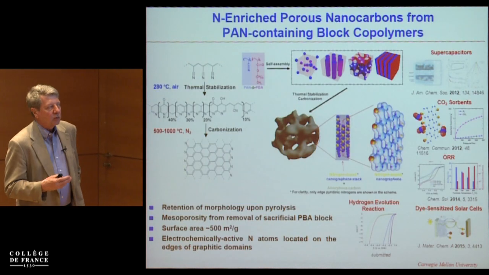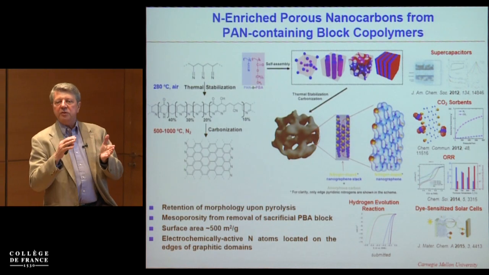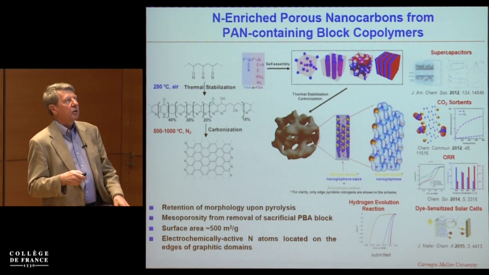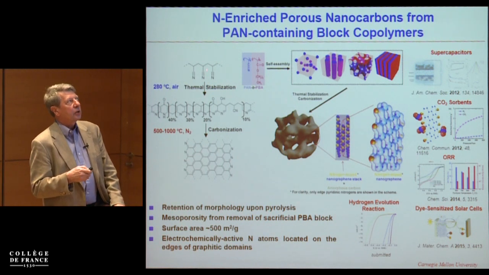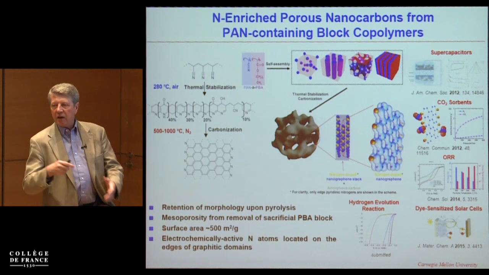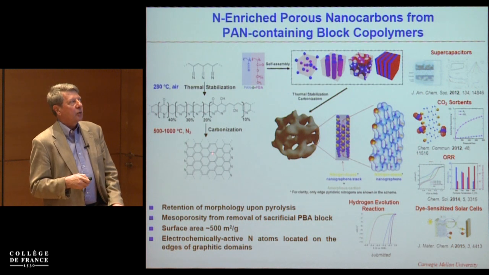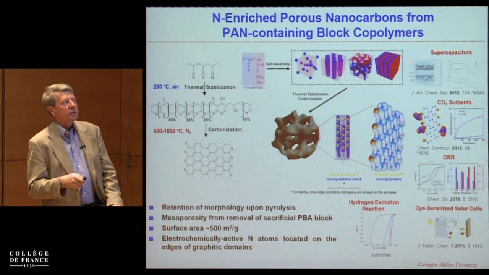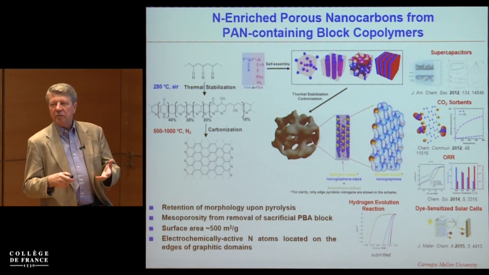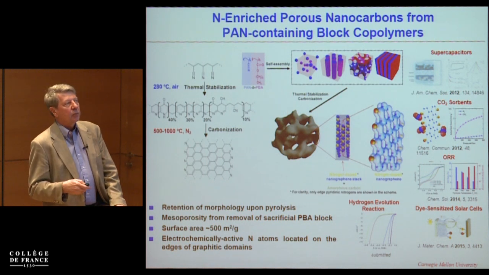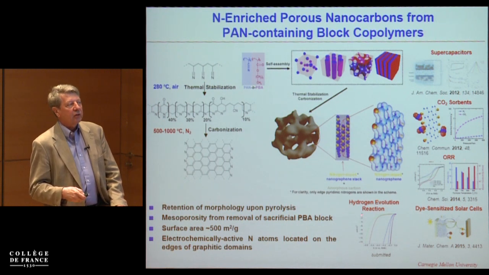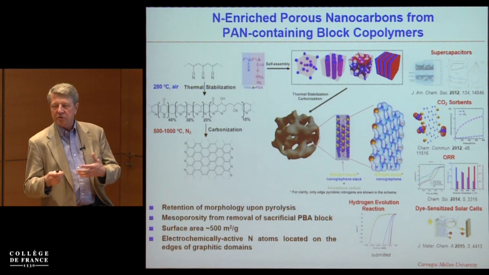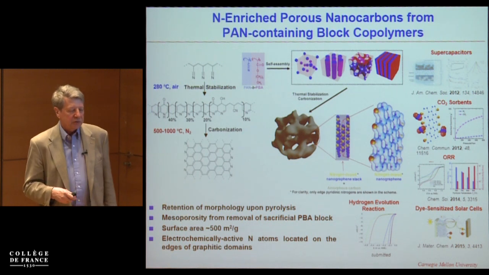So to do that, you need, of course, to still control porosity. You need to control morphology. We start with polyacrylonitrile, 280 degrees in air, cross-linking, 500 to 1,000 degrees. We can carbonize them, and we can control morphologies, which is important, especially for some electro-related application, for supercapacitors, for oxygen reduction, for hydrogen evolution reaction, but also for CO2 sorption and some others.